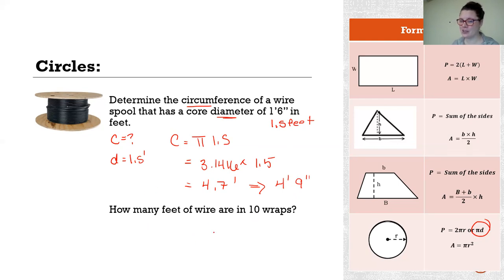How many feet of wire are in 10 wraps? Well, 4.7 feet times 10, we got 10 wraps, so going around 10 times, we're left with 47 feet. So pretty straightforward questions. Hopefully that gives you a good overview.